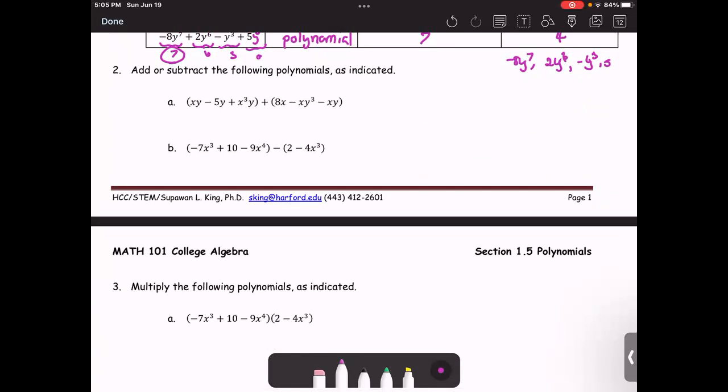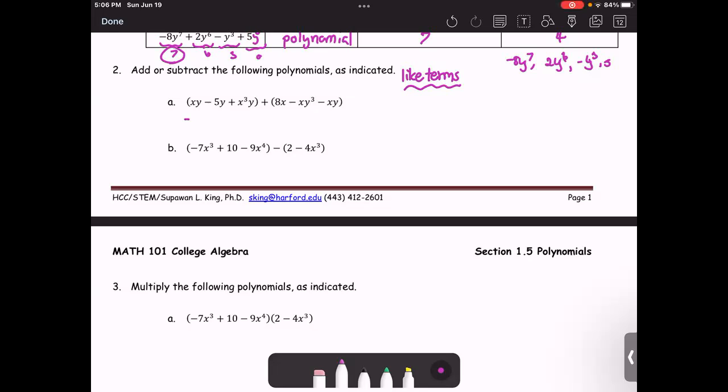In this example, we're going to add or subtract the following polynomials as indicated. Recall that when we combine polynomials, we add or subtract like terms. For part A, we have the expression x times y minus 5y plus x to the third times y, plus the quantity 8x minus x y to the third minus x times y.